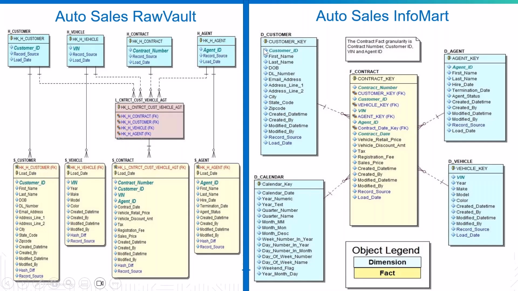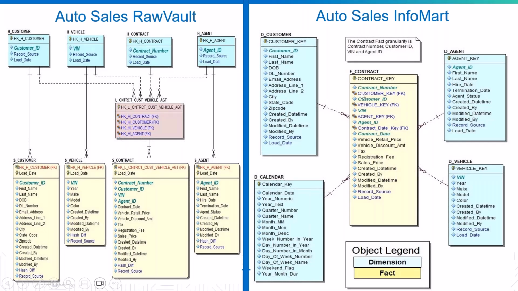And then we do the same thing for our vehicle. That hash key becomes our vehicle key, and we've got all of our columns that the business needs to see. Then we've got our agent. Same thing. Easy peasy. Okay, now we've got our dimensions, and we've built our calendar, which some people call a date dim, but we've got our calendar dimension, and then we've got our fact.